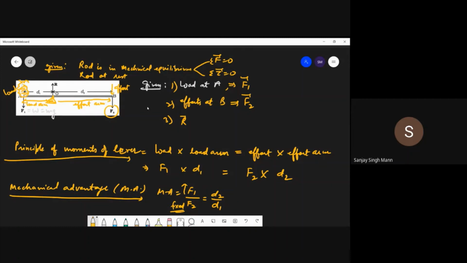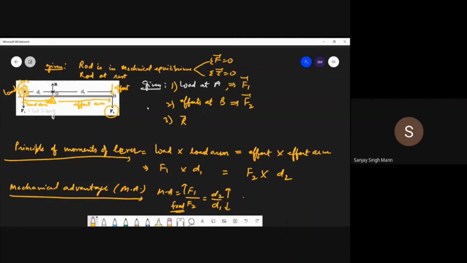So what you need to do here, because this number is increasing and you want to balance it out, so you want this side to increase. So how can you increase this side also? Increasing D2 and decreasing D1. Yes. If we have this condition, then only it is favorable to use the lever.